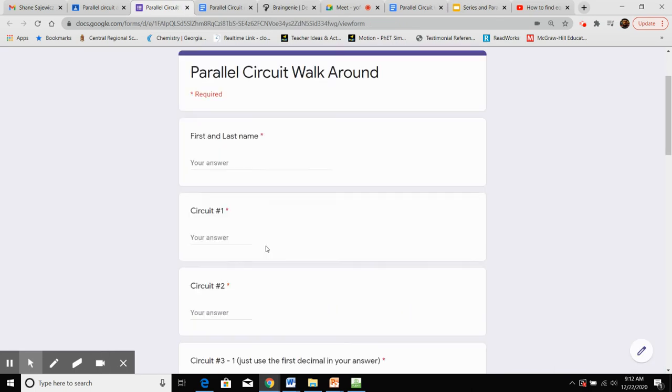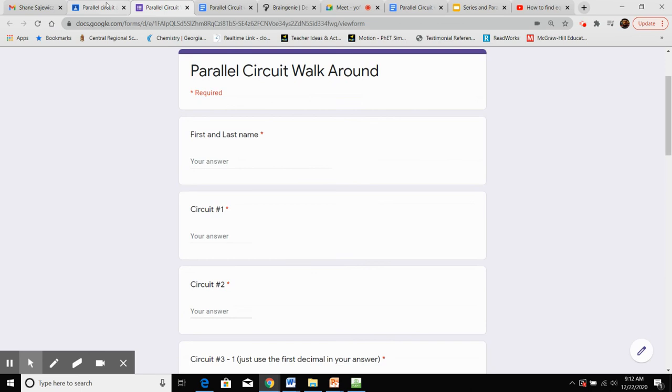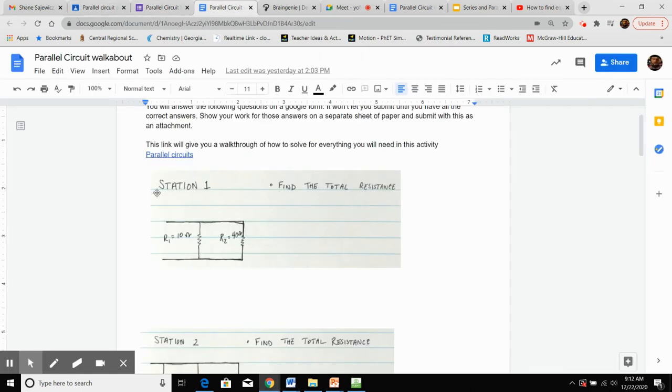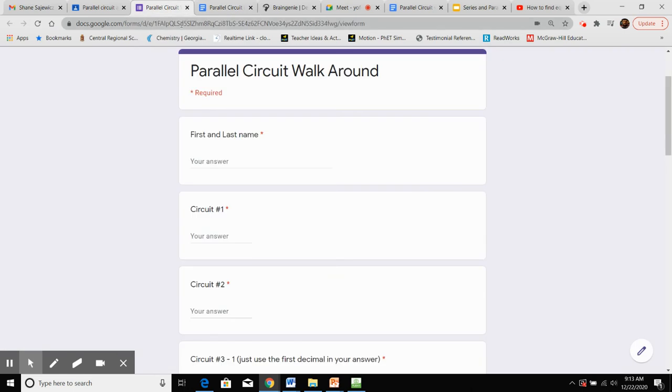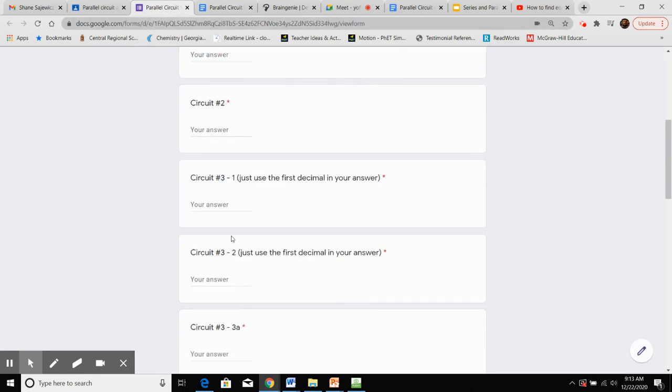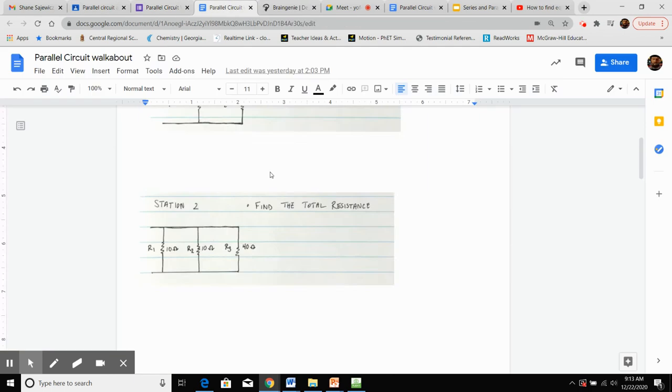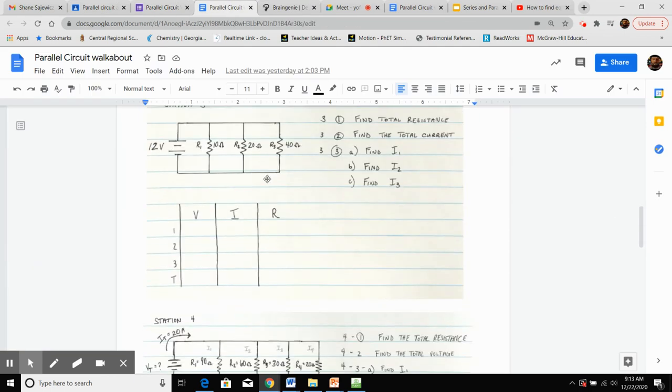make sure you have your first and last name. Circuit number 1 goes with station number 1. It will tell you right off the bat whether you get the answer right or wrong. If you don't get it right, it's going to say try again, and you continue on. So circuit 2 goes with station 2. Now for circuit 3, I said right here, just use the first decimal in your answer.